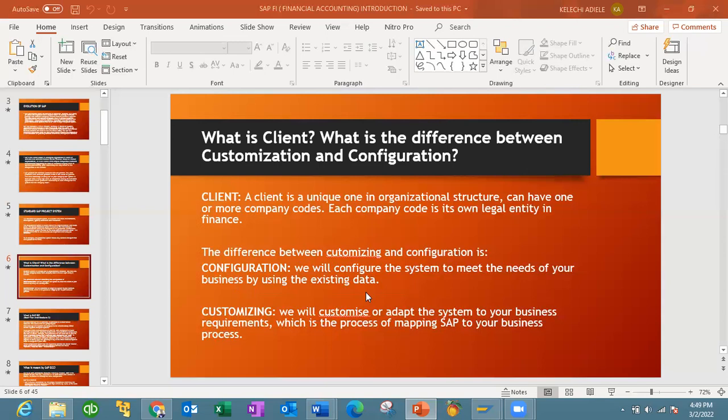Configuration, what's the difference between the two? Of course, configuration will configure the system to meet the needs of your business by using existing data. Customizing will customize or adapt the system to your business requirements, which is the process of mapping SAP to your business process. So configuration is to get the system working. Customization is maybe you need a particular report in a particular way, right? Or you need a particular form in a particular way that can be customized.